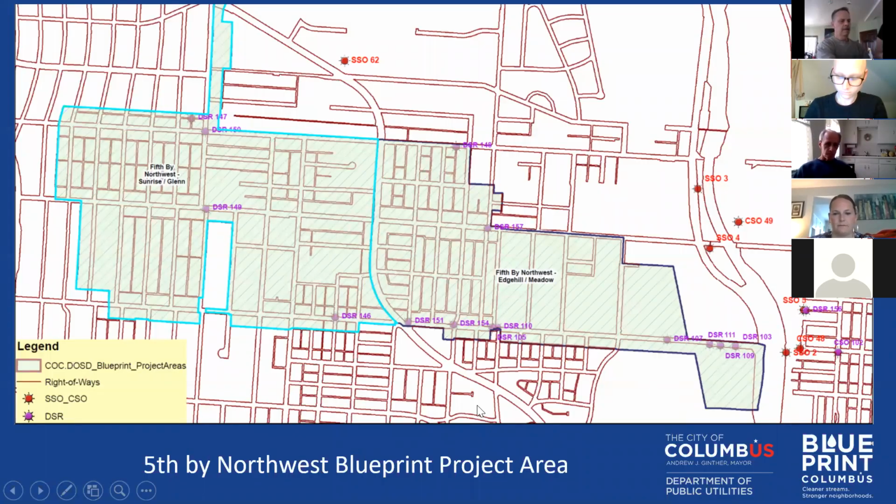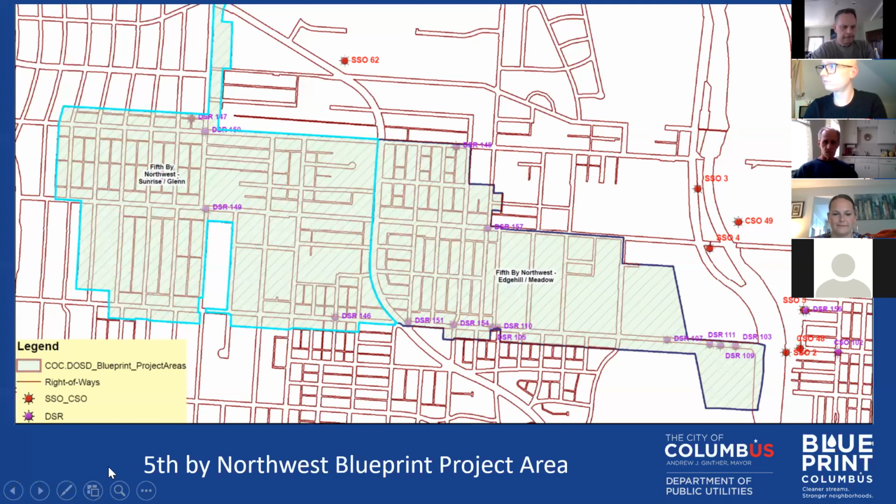So just a general overview of the area. It's approximately bounded by King Avenue on the north side and 3rd Avenue on the south side, Wyandotte on the west side, and all the way down to Olentangy River Road on the east. The project boundary is divided into 2 project areas by Northwest Boulevard. On the east there, the purple area being Edge Hill Meadow and the western one being Sunrise Glen.